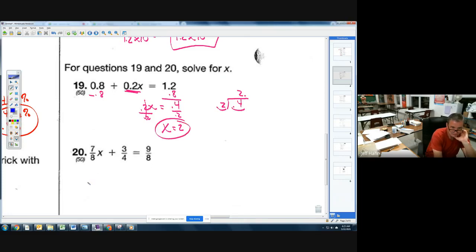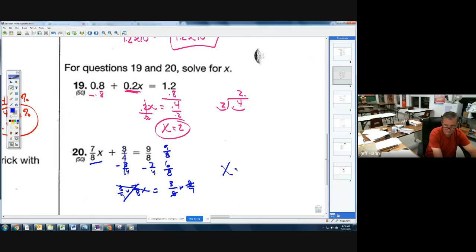And then finishing it up here, same thing with fractions. I worry about this last. I subtract 3/4. I subtract 3/4, which is 6/8. 9/8 minus 6/8 is 3/8. And if 7/8 x equals 3/8, I flip and multiply. Do the same thing to this side. This is times 8/7. The 8's cross cancel. And x equals 3/7.